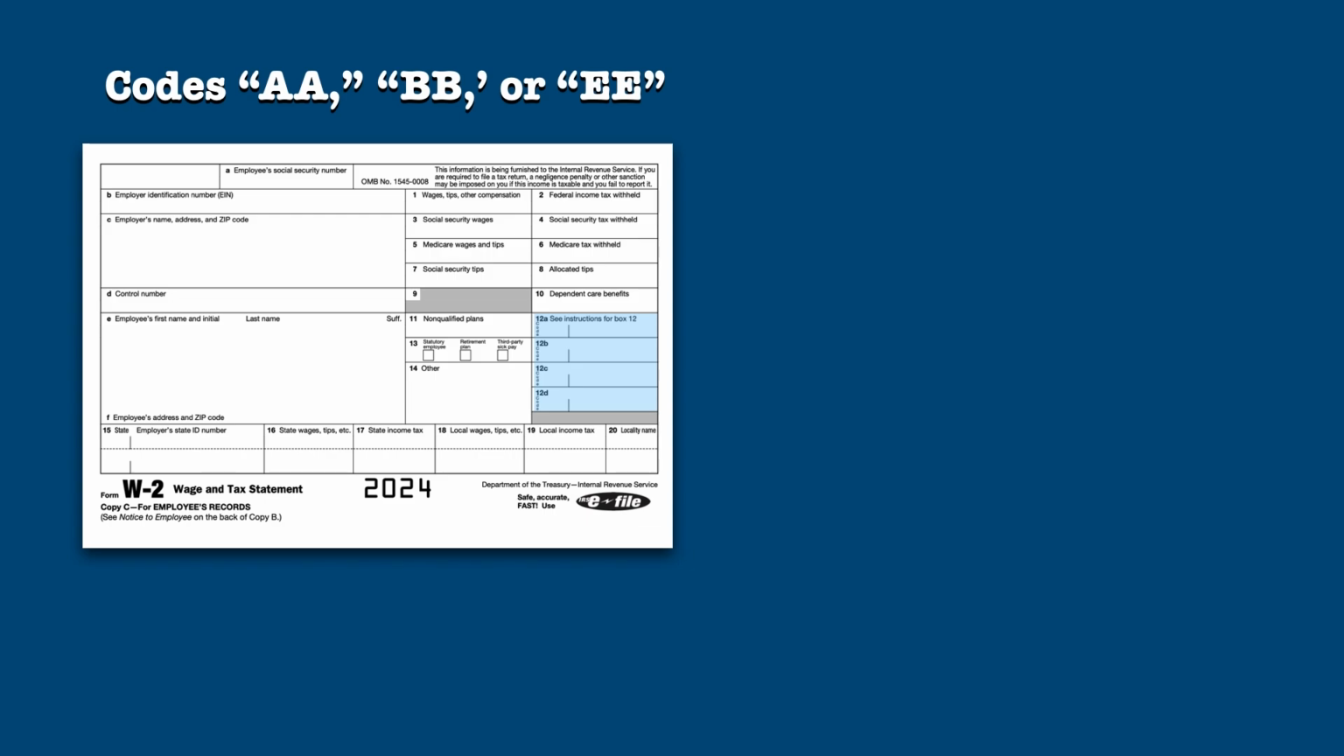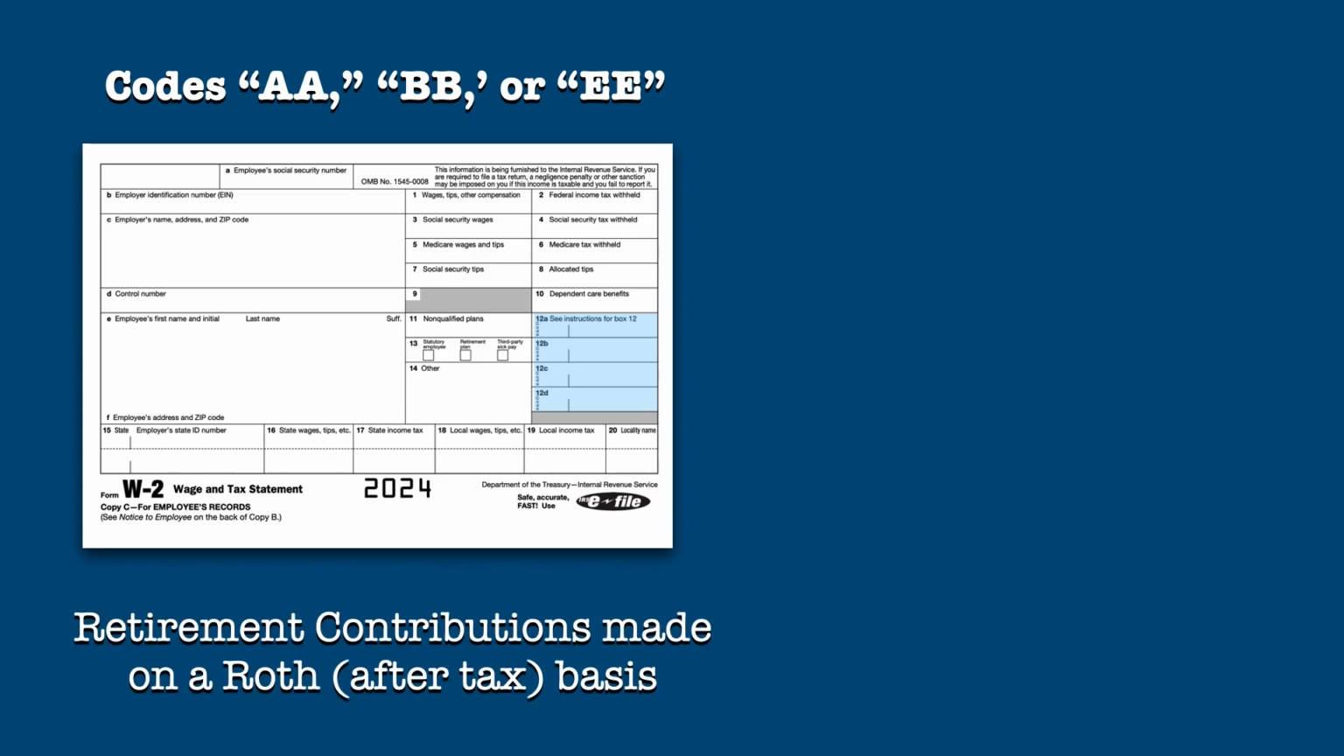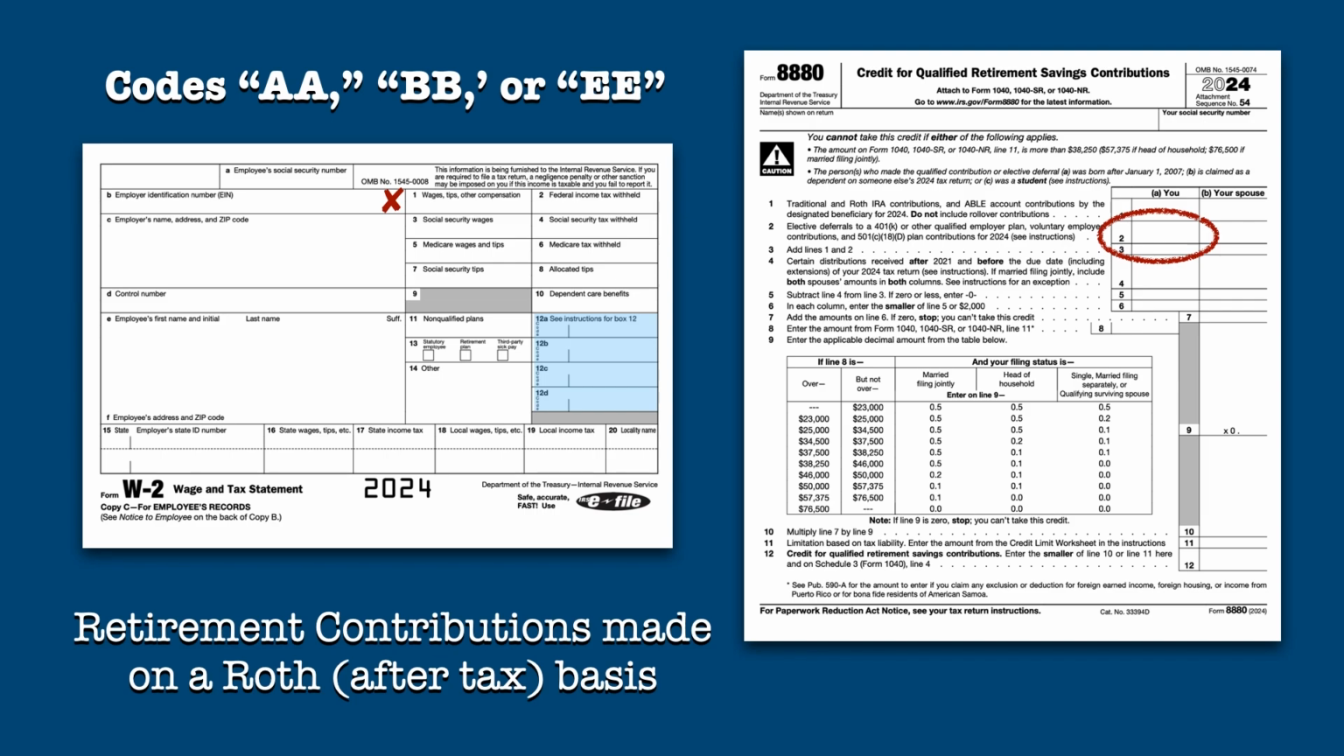Codes AA, BB, or EE. These are also retirement contributions, but they are made on a Roth basis and do not affect the amount of wages in Box 1. Like the retirement amounts described earlier, these contributions can also qualify you for a Retirement Savings Contributions credit if your income falls within the guidelines for the credit.